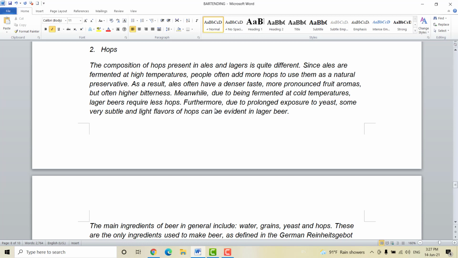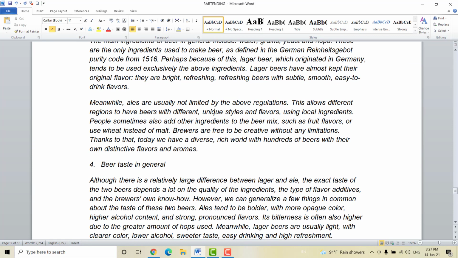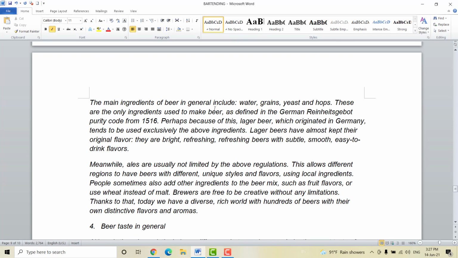Furthermore, due to prolonged exposure to yeast, some very subtle and light flavors of hops can be evident in lager beer. Ingredients of beer. The main ingredients of beer in general include water, grains, yeast, and hops.